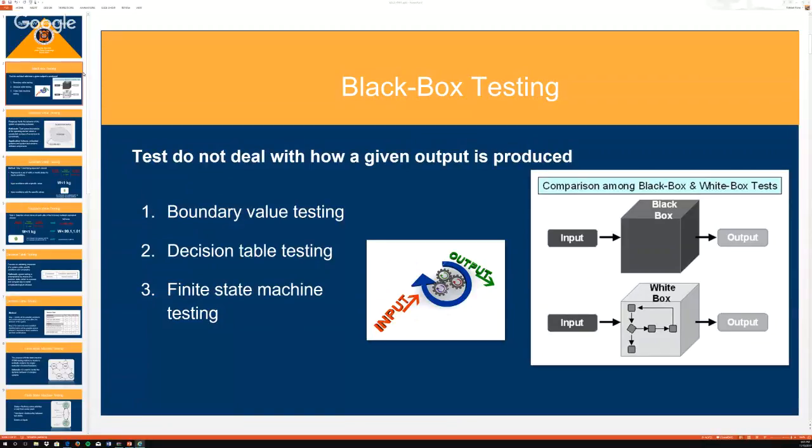I'm going to present the black box testing. As we reviewed in the last section, we can have black box or white box. The difference is that in the black box, we don't know how the inputs are processed. We only care about the outputs that we're going to have. So the three tests that I'm going to present are the boundary value, decision table, and finite state machine testing.